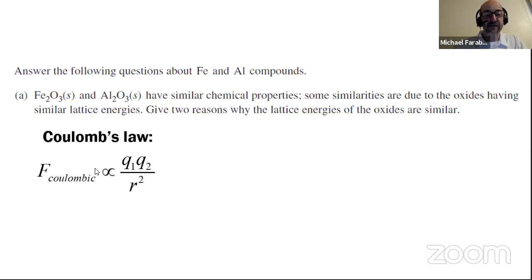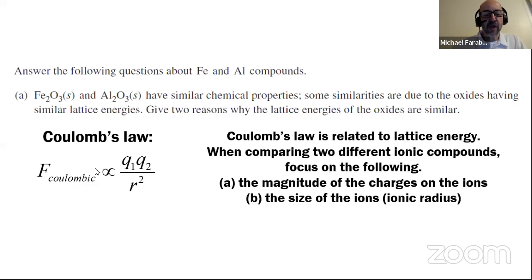And of course, Coulomb's law works in a variety of settings. It has to do with the attraction between either charged particles or the attraction between polar molecules or the attraction between the nucleus and the electron. So just a variety of ways in which you can talk about Coulomb's law. So with respect to lattice energy, when comparing 2 different ionic compounds, you typically focus on the magnitude of the charges on the ions. That would be the Q1 and the Q2 in the numerator, as well as the size of the ions, which effectively represents the distance between these charged particles, and that's the R squared in the denominator.